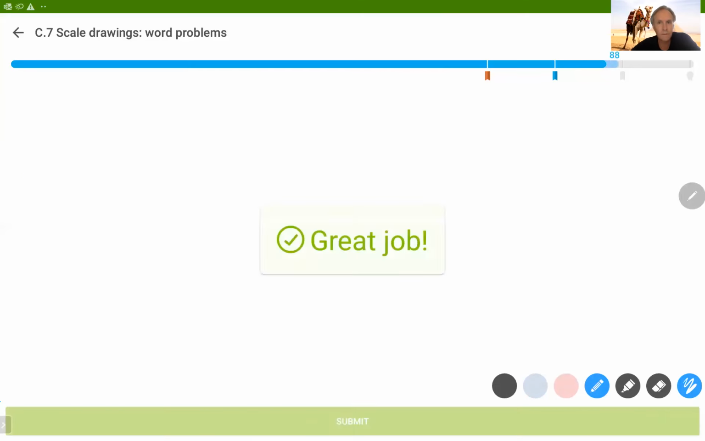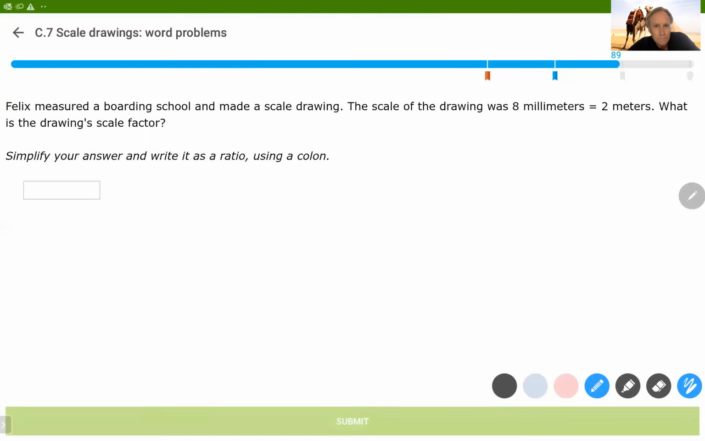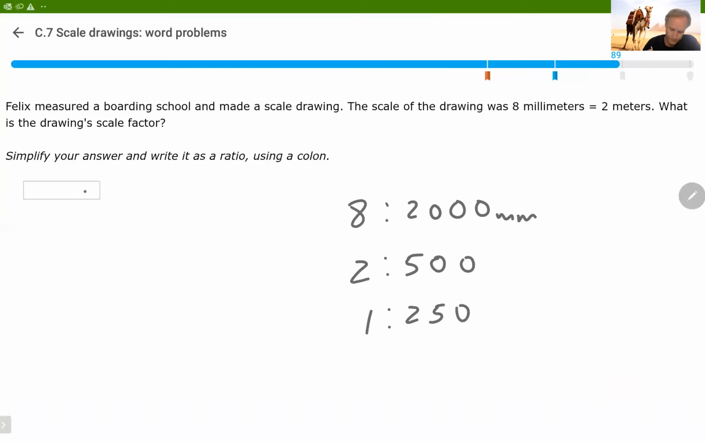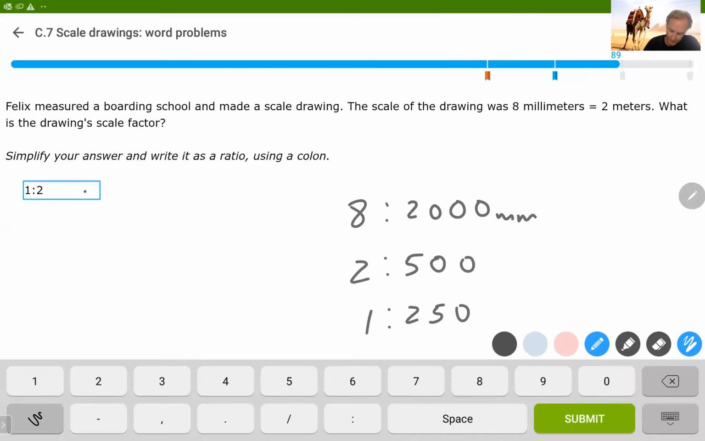We have the same units. 8 millimeters to 2,000 millimeters. Notice mil means 1,000, so this is 2,000 millimeters in 2 meters. And we divide by 4. Can we divide by 8? Possibly. Let's divide by 4. 2 to 500. And that is 1 to 250. You do have to reduce all the way, just like you have to reduce fractions.